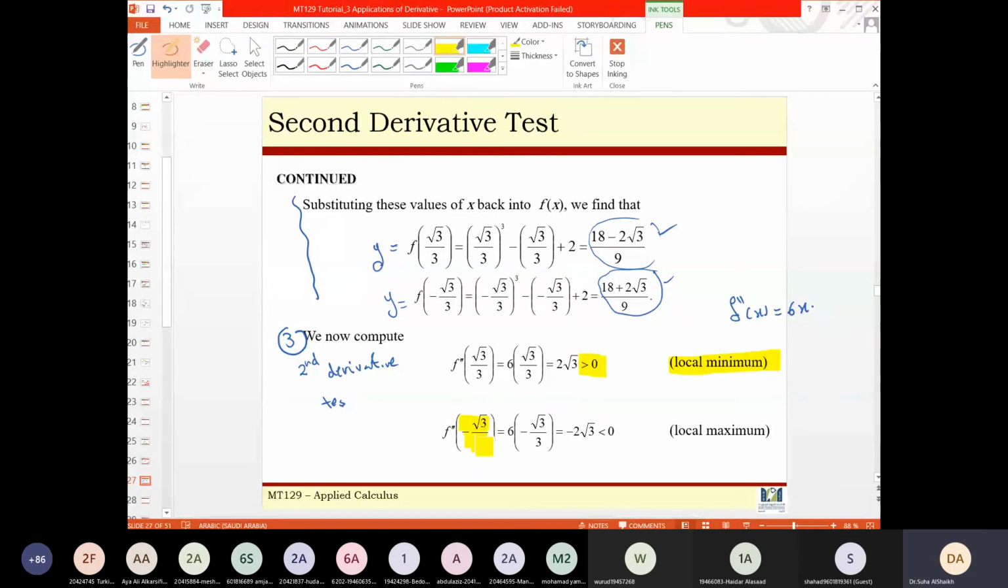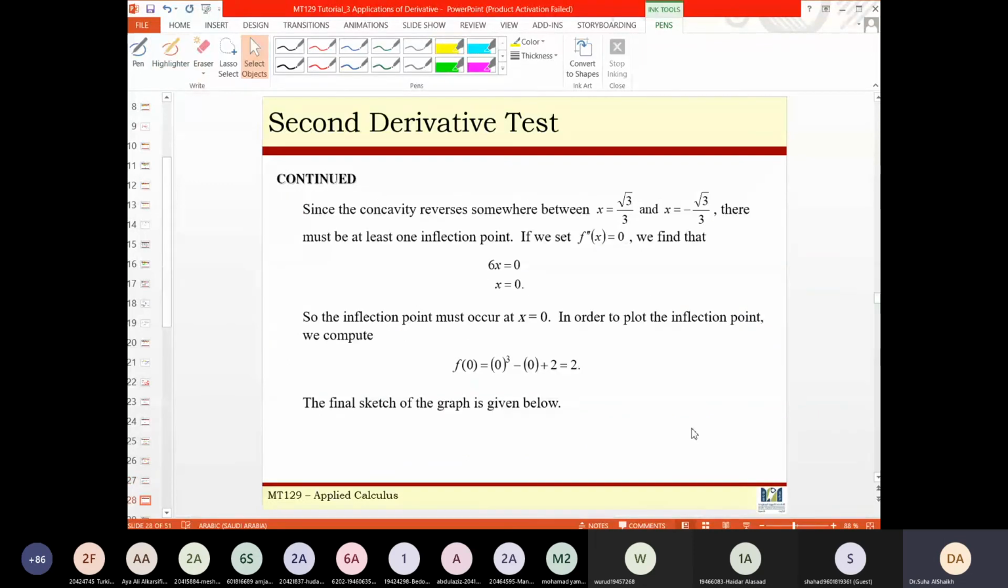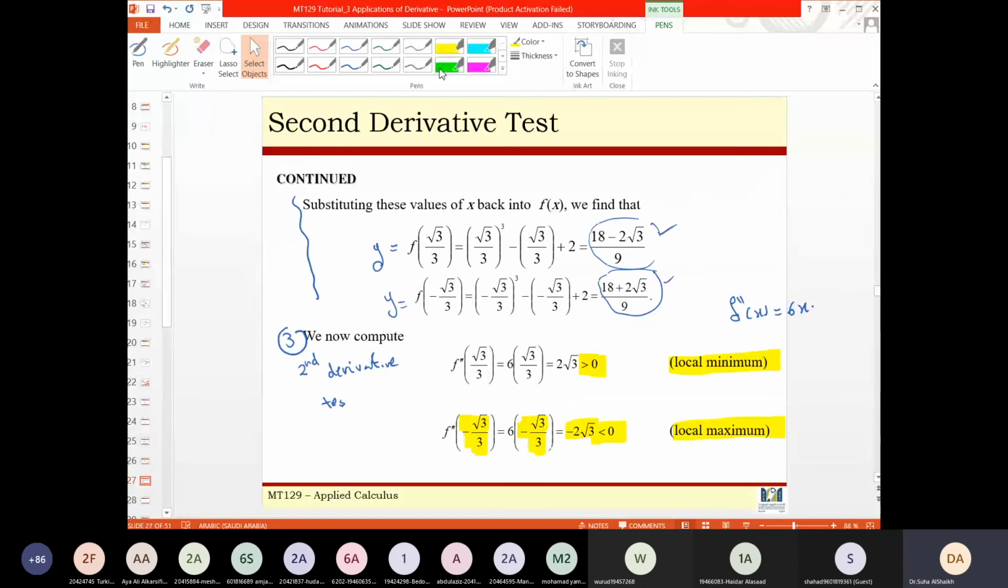Now f double dash of minus root 3 over 3 is 6 times minus root 3 over 3. It is minus 2 root 3. Positive or negative? It's negative, which means it is a maximum. Now I have 1 minimum point and 1 maximum point. The 2 points are root 3 over 3 and 18 minus 2 root 3 over 9. We say this point is minimum, and the second point is minus root 3 over 3 and 18 plus 2 root 3 over 9, which is a maximum.